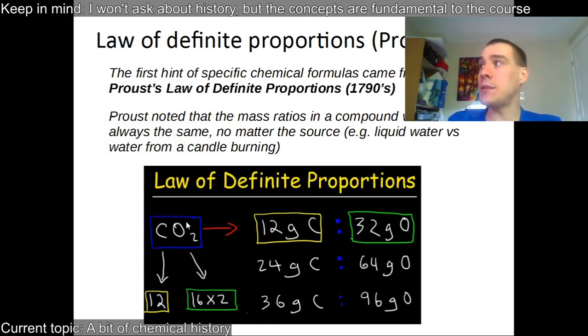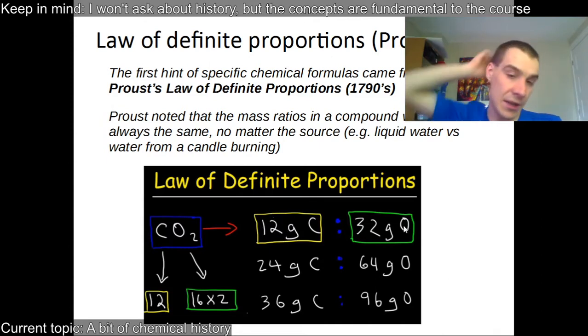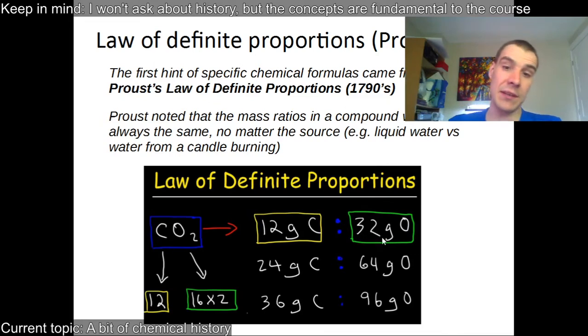So like CO2, which they called fixed air back then, he noticed that fixed air, no matter where he got it from and how much of it, he always got 12 grams of carbon and 32 grams of oxygen, or if he got 24 grams of carbon, he'd get 64 grams of oxygen, or 36, he'd get 96 grams of oxygen. So it was always this interesting ratio of 12 to 32, or I guess 6 to 16, in the masses of carbon and oxygen that were coming off of this CO2.